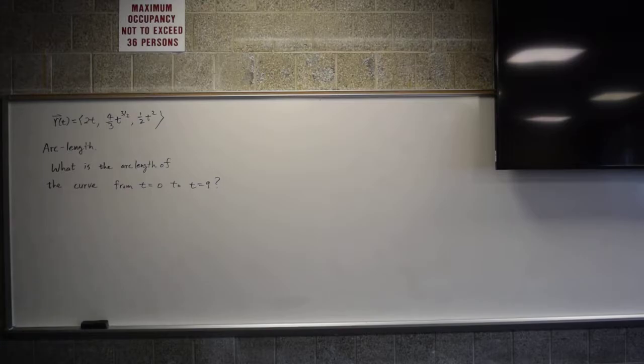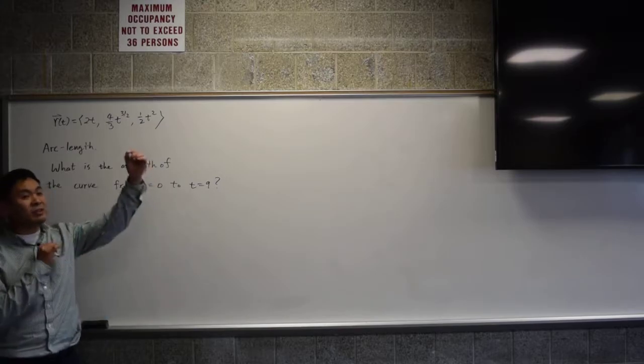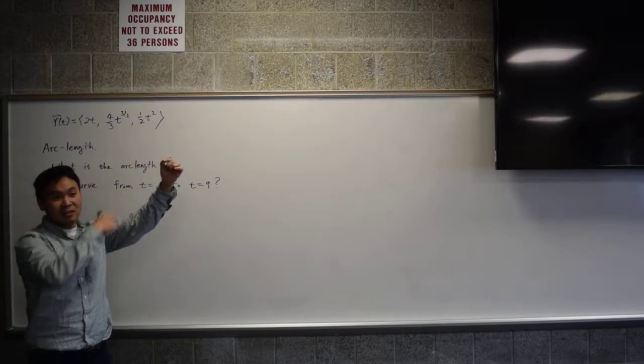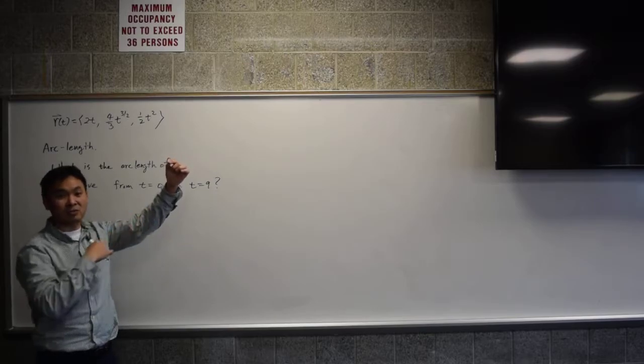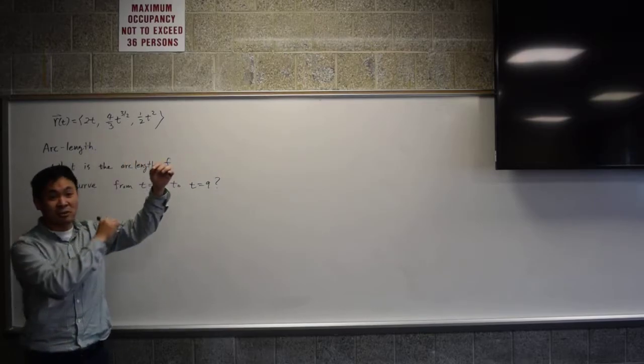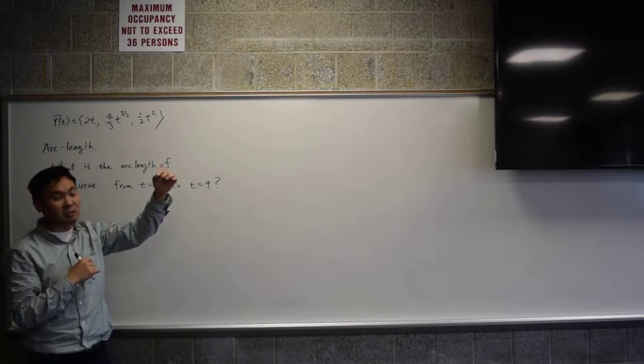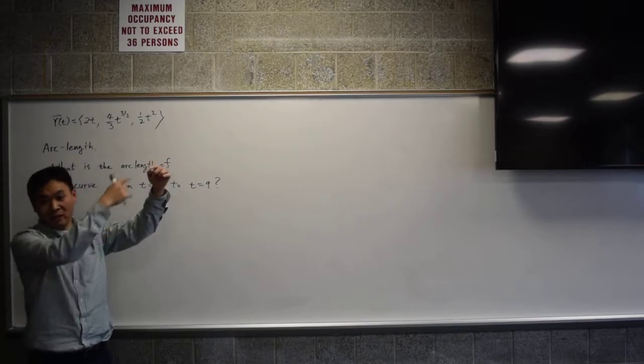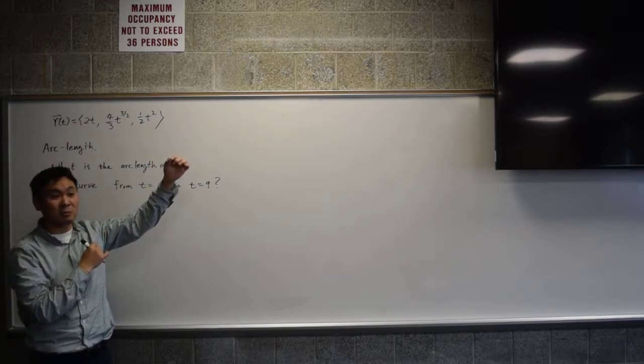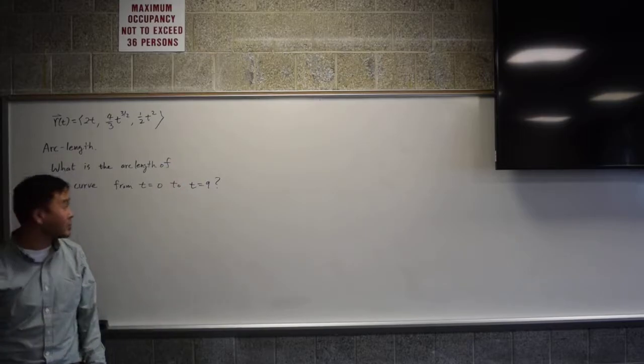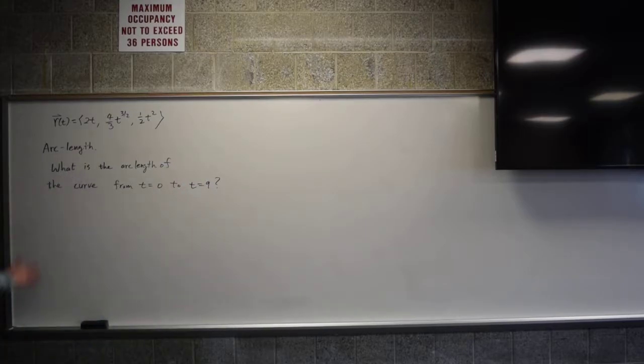Now, however, the magnitude of displacement is not the arc length, because most likely this is something curved, right? So would it be bigger or smaller than this magnitude? What do you think? Bigger. It would be bigger, right? The arc length should be bigger. But how do you get it? That's the question.